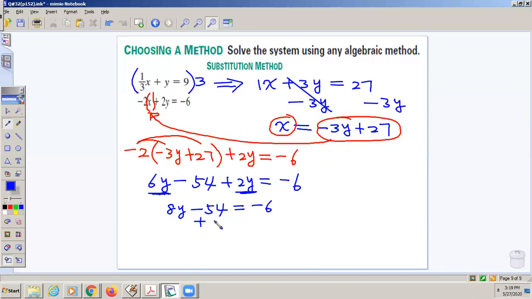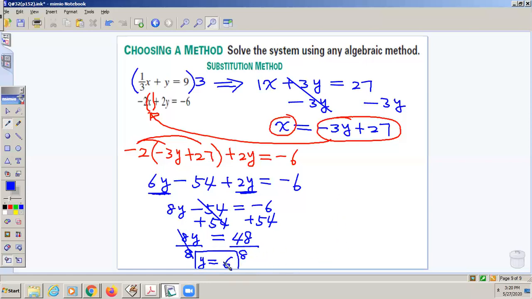And then we're going to isolate the y. So we're going to add 54 to both sides of the equation to cancel that out. That leaves us with 8y is equal to negative 6 plus 54, which is like 54 minus 6, which is positive 48. And then we divide by 8, because that's 8 times y, so the opposite of multiplication is division. So 8 divided by 8 is 1y, or just y, and 48 divided by 8 is 6. So y is equal to 6.